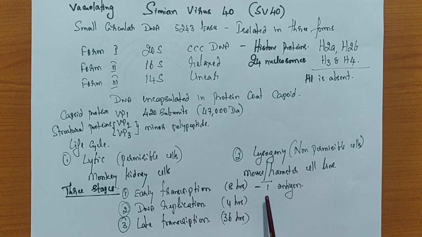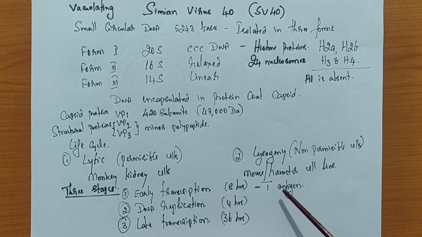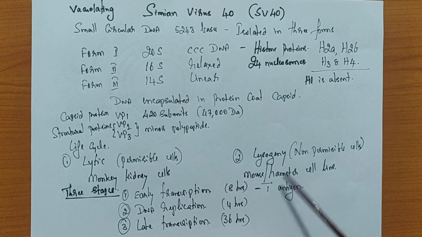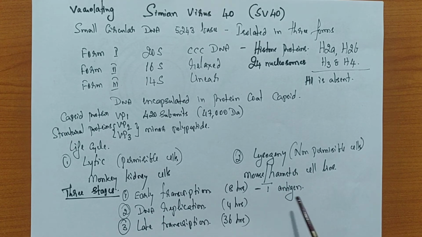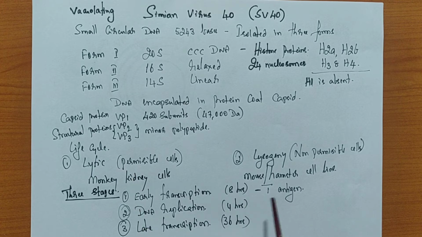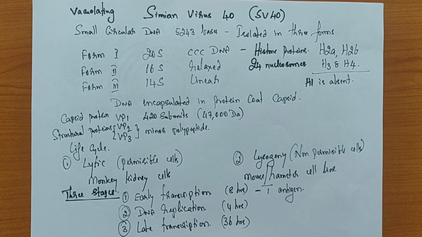Now this T antigen is important because in a lytic cell, it will allow the lytic process to continue. Whereas the same T antigen in lysogeny, that is in the non-permissible cells, will lead to lysogeny. So the early transcription, the production of T antigen, is very critical. In permissible cells it is responsible for the lytic cycle, and in non-permissible cells it is responsible for lysogeny. So these are the 3 stages.